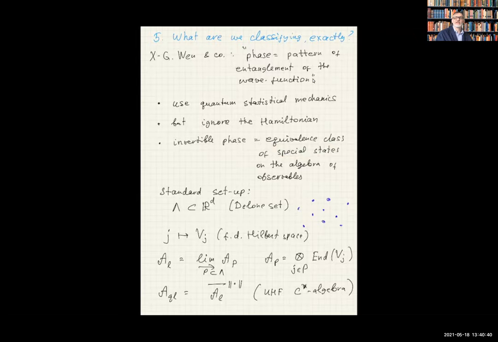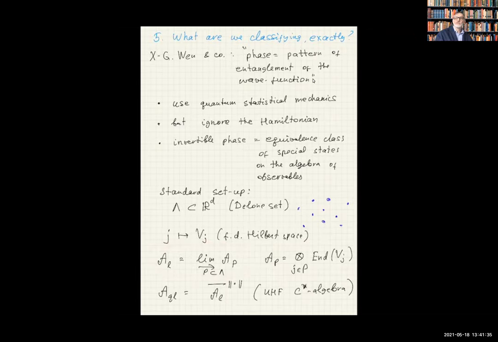What is the standard approach to quantum statistical mechanics? It's usually done for phases at non-zero temperature, but how can we do this at zero temperature? In the standard setup, if you don't have any symmetries, you take a Delaunay set, a bunch of points in, say, the two-dimensional plane, which have some minimal distance between them and no big holes either. Then on each site of this lattice you have a finite-dimensional Hilbert space. You form the algebra of local observables by, first, for any finite subset of the lattice, forming a tensor product of these finite-dimensional C-star algebras, and then taking a direct limit over all finite subsets, and you get a star algebra, the algebra of local observables.